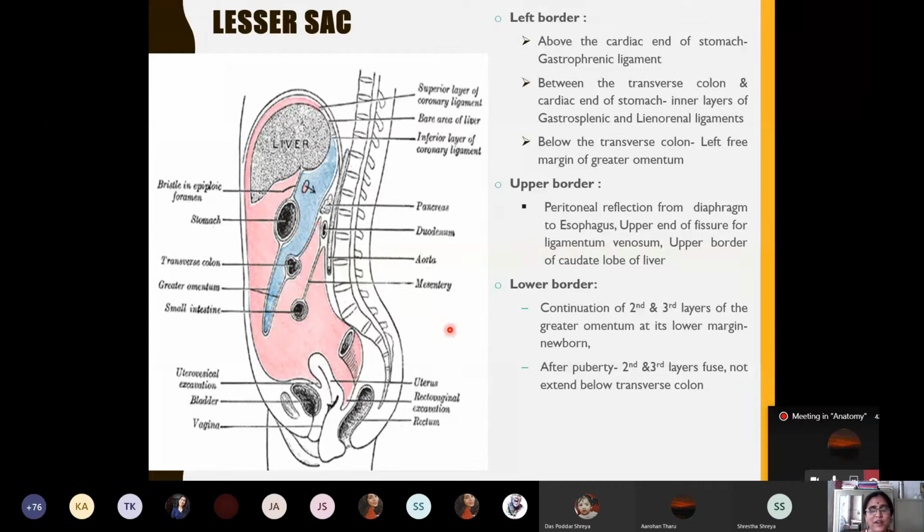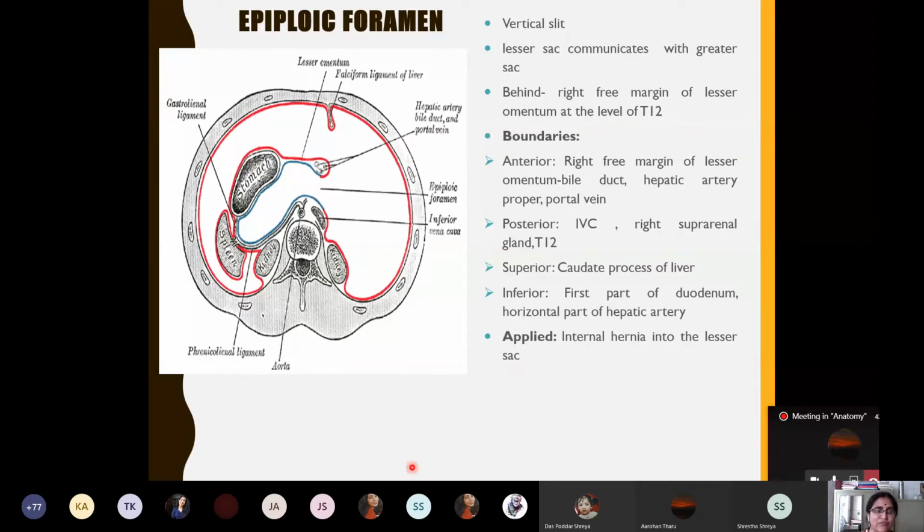Is it clear now? Boundaries of lesser sac, it is quite tricky. I believe all of you are clear, but still if there are any queries you can ask. Okay. Now another very important topic from the spotter point of view and SAQ point of view is the epiploic foramen.